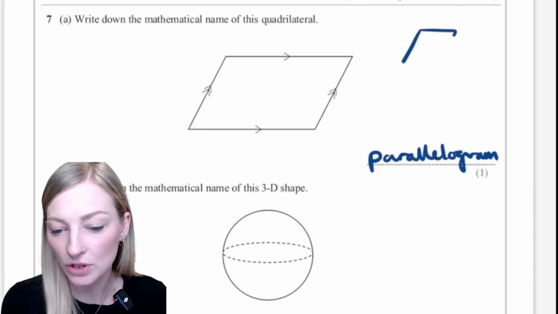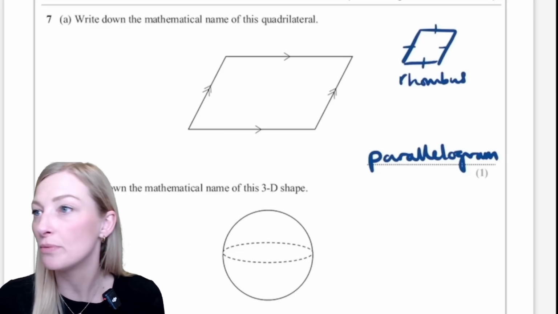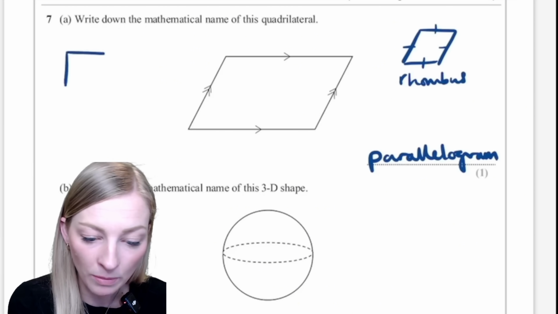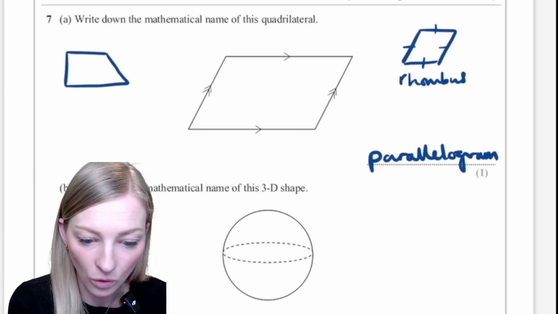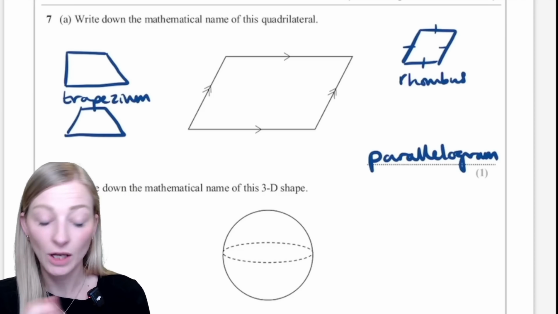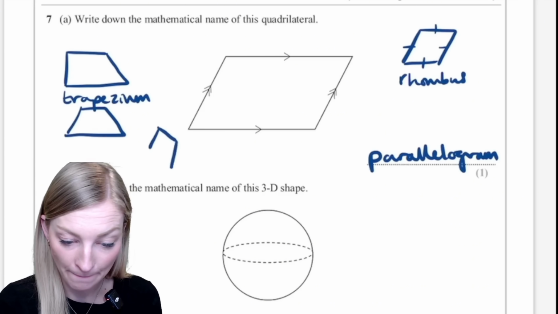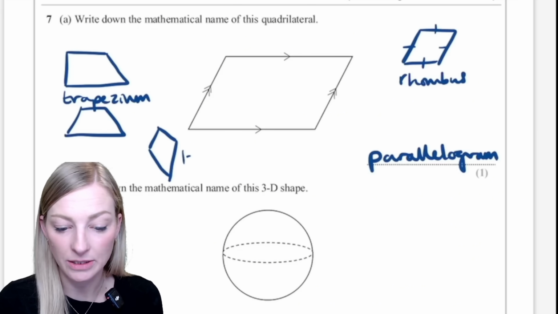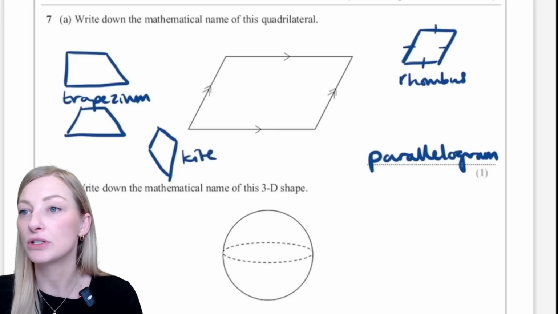If all 4 sides were the same length, that would be called a rhombus. If it was a pushed over square, that would be a rhombus. You will probably know that this one or this one, these are both examples of trapeziums. Oh, and this one is a kite. So they're all really good ones to know.